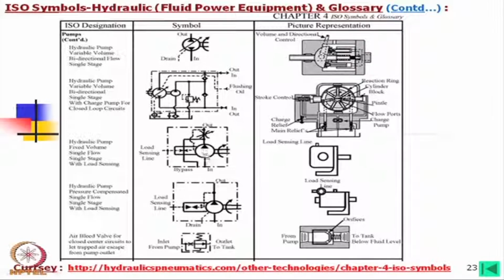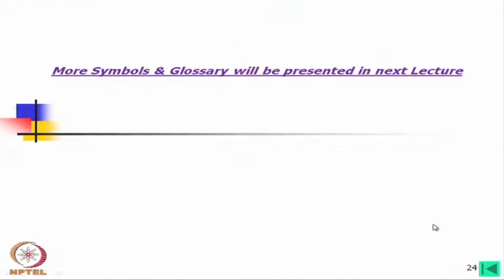So, it goes on like this, and you can study on your own, looking into these components and symbols, and these are of course ISO symbols, but in general practice we may not follow such symbols in detail. Some simpler symbols are there also, which we will study in the next lectures. So, more symbols and a glossary will be presented in the next lecture. So, thank you for listening.